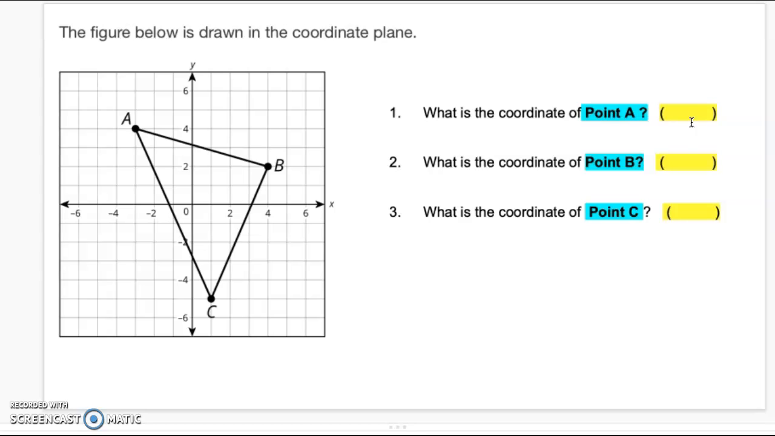Number 2. What is the coordinate of point B? You're going to type the ordered pair in the yellow space. Number 3, what is the coordinate of point C? And in the yellow space, you're going to type the ordered pair.